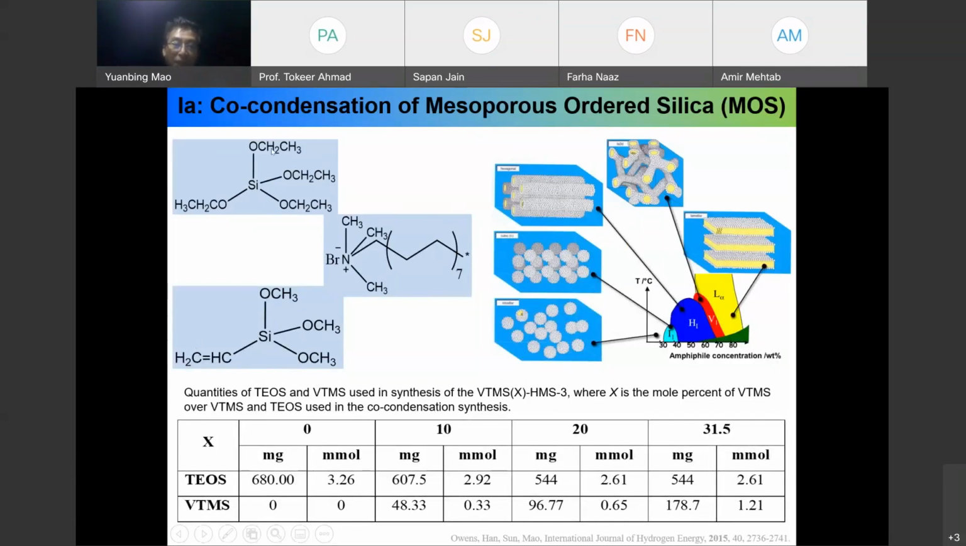The difference with these TIAs, other than this type of groups, is that there's a group with a double bond, so it makes it more non-polar, right? So we add all this together, depending on the amount of this compound. That's the amount of the X represented: 0%, 10%, 20%, 31.5%. And then we did the synthesis like this. And then we tested the hydrogen adsorption, the hydrogen storage property of the compound.